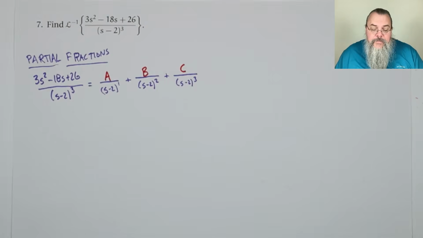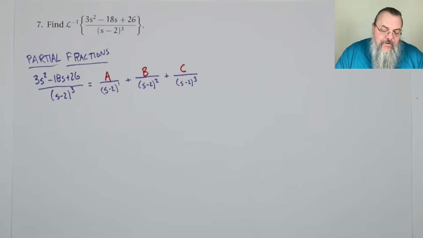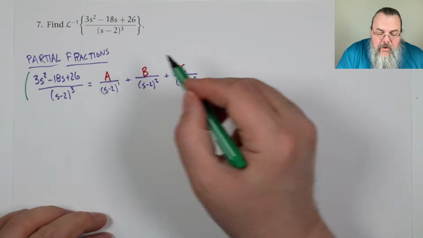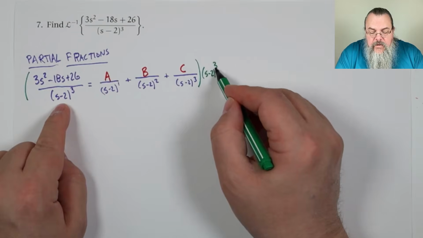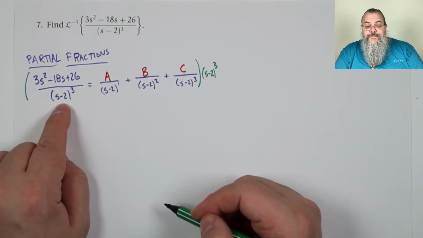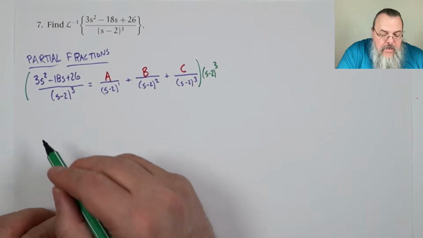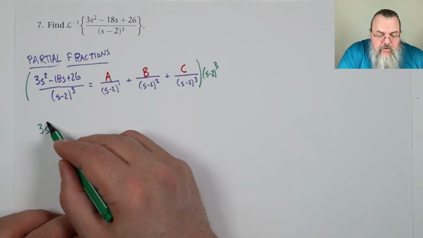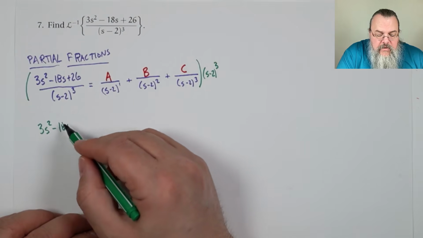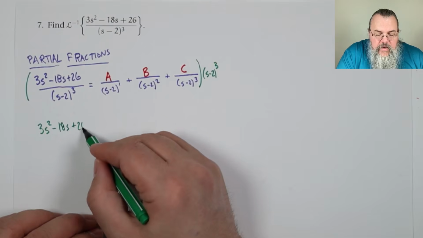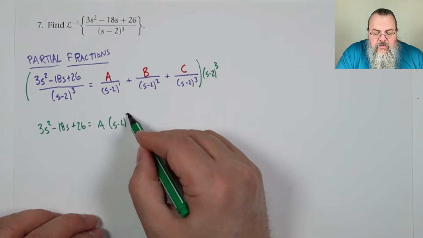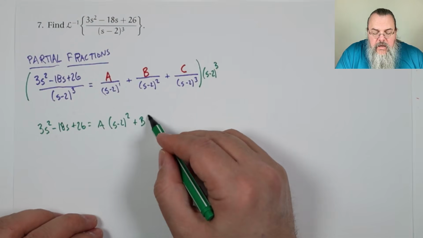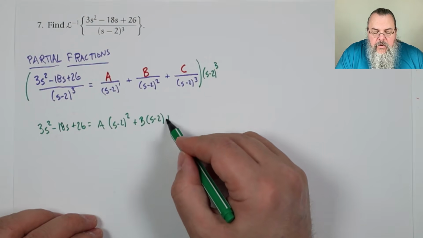Well, where to from here? We need to clear our denominators. So let's do that. Our original denominator is s minus 2 cubed, so everything's getting multiplied by s minus 2 cubed. So we get 3s squared minus 18s plus 26 is a times s minus 2 squared plus b times s minus 2 plus c.